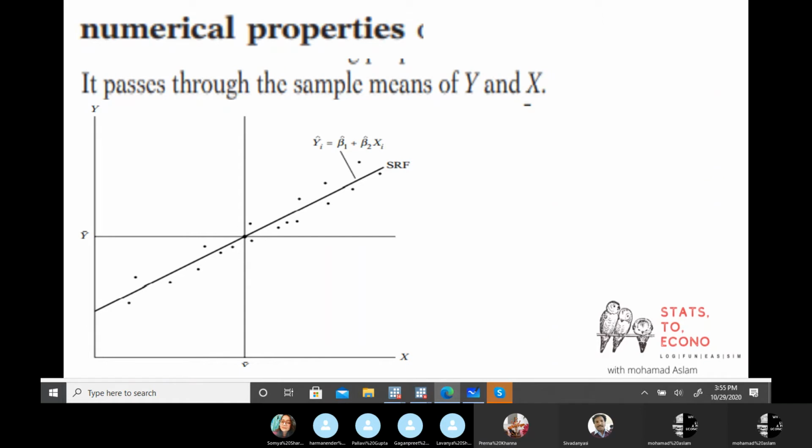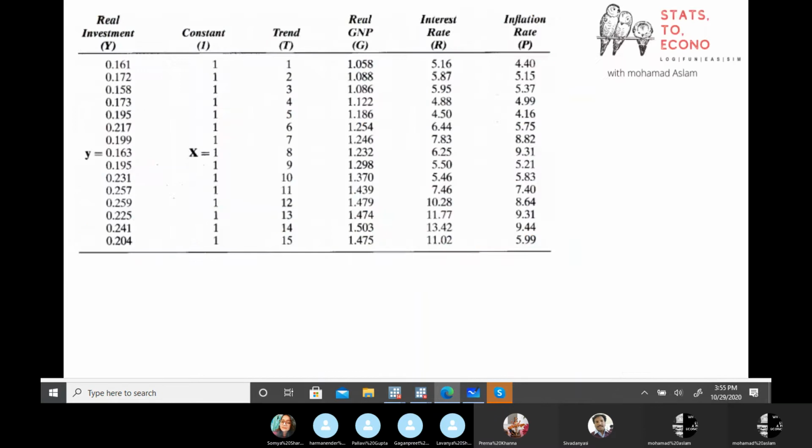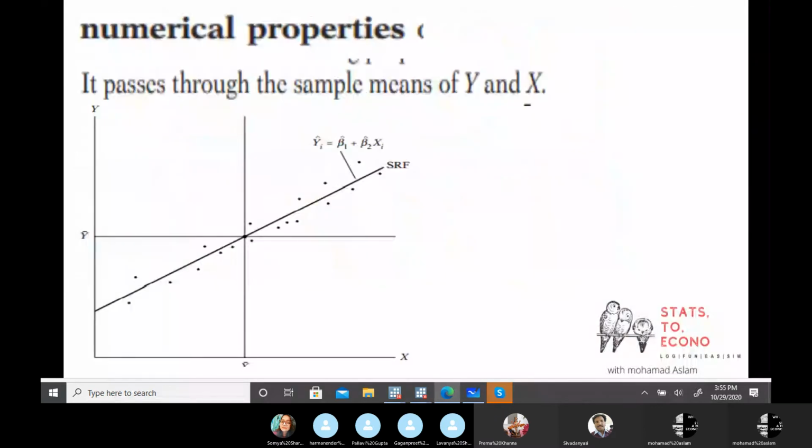For that, first we have to understand the assumptions. If the assumptions are fulfilled for this OLS model, then only do the statistical properties that we study, like the BLUE properties and the Gauss-Markov theorem, apply. But before that, there are numerical properties of these estimates. The first property is that it passes through the sample means of y and x.